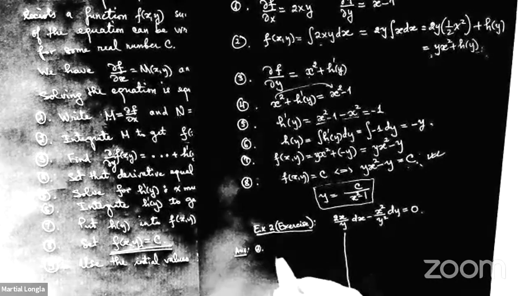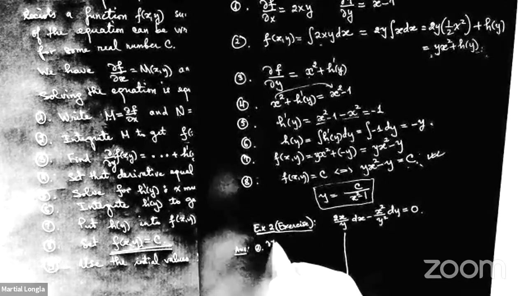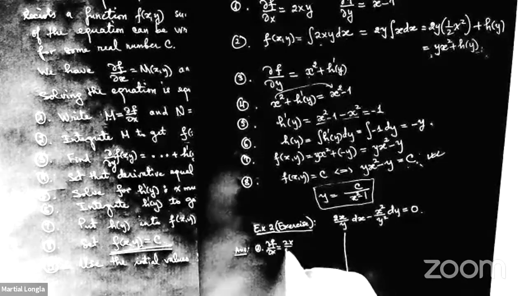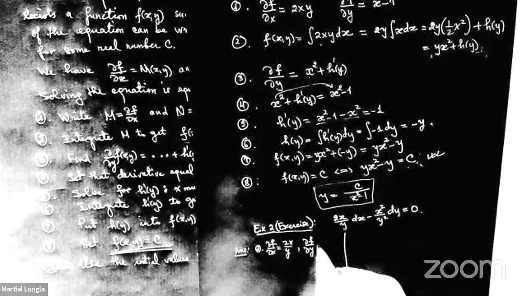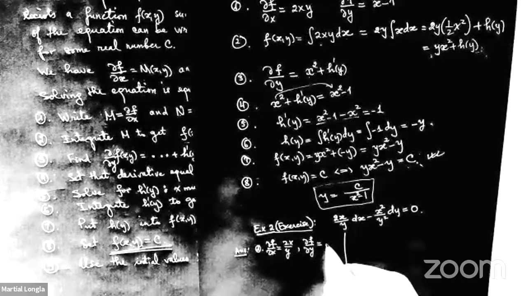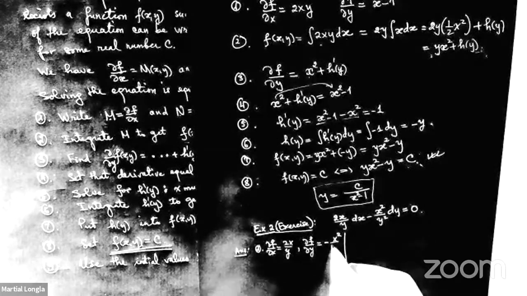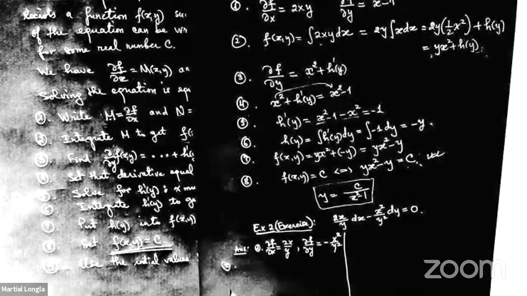So what you do, you set 2x over y equal to df over dx. df over dx is 2x over y, correct? And df over dy is? Negative x squared over y squared. Correct. That's the correct first step. Now on step 2.